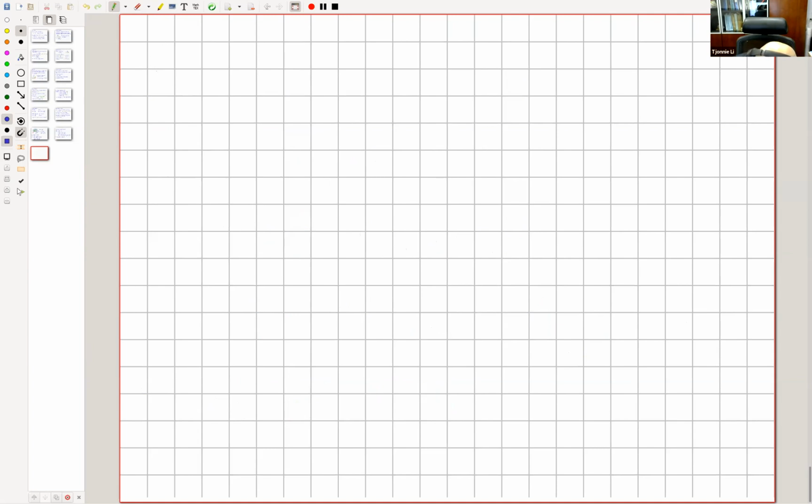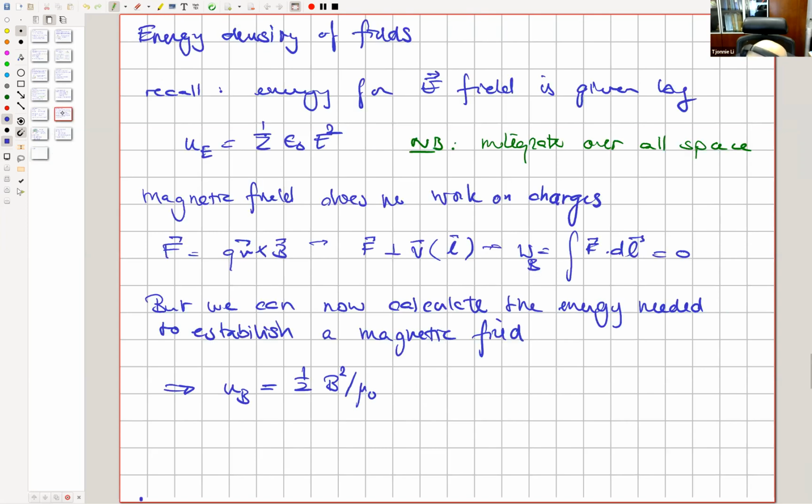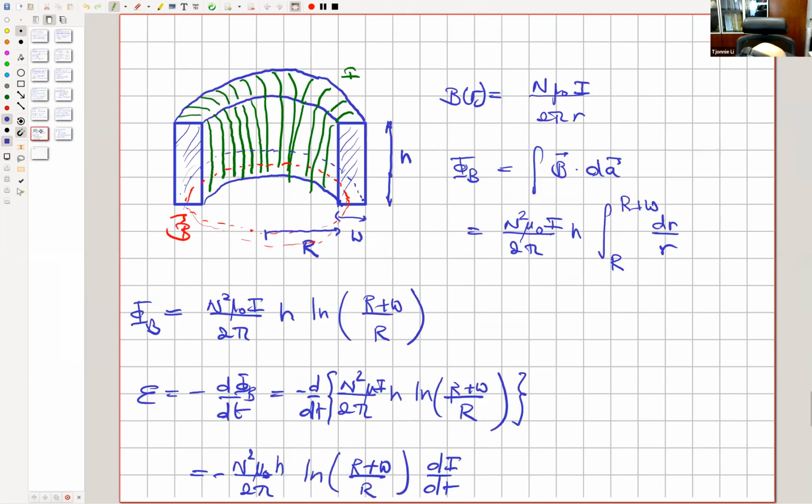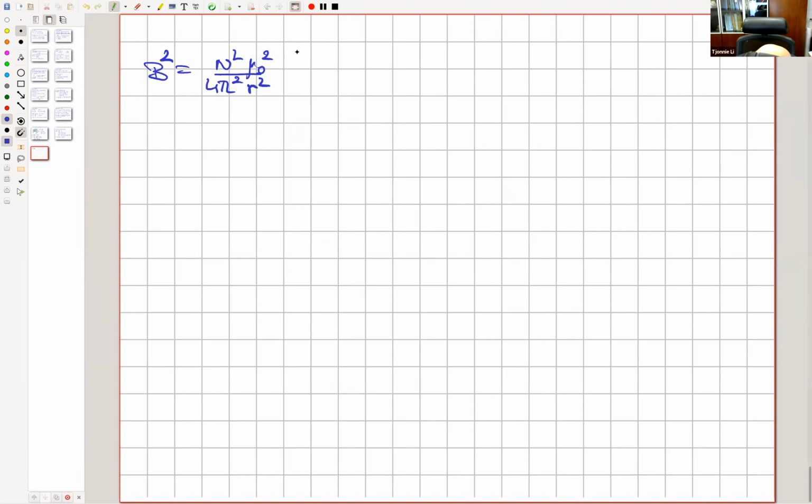So the B field squared is n squared mu naught squared over 4 pi squared r squared. Sorry, B squared. Okay, and this simply comes from this starting point over here. So I've got B is just n times mu naught I over 2 pi r. So here there should be an I squared here as well.